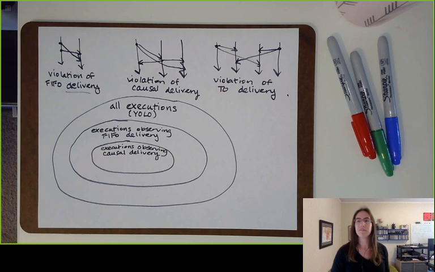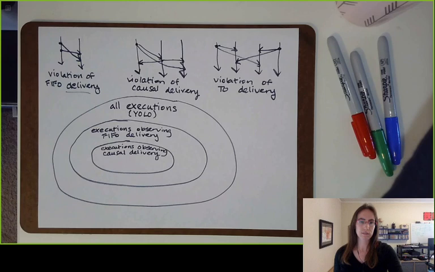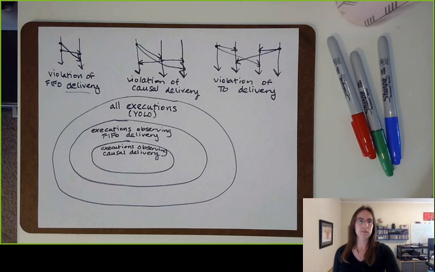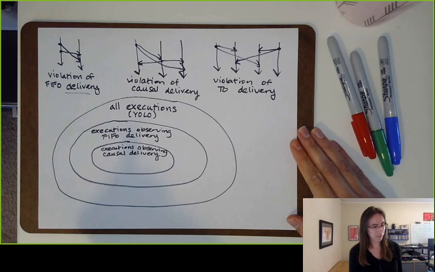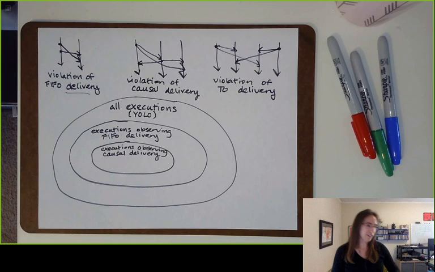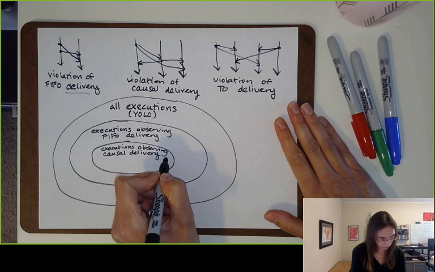Okay, so where do you think the circle would go for executions that observe totally ordered delivery? Any thoughts on that? The answer is a little bit weird. One person says, should it be inside executions observing causal delivery? Somebody else says, would it go in the YOLO bubble? Somebody else says, inside the FIFO delivery bubble. So you're actually all right in a sense, because executions observing totally ordered delivery would go like this.